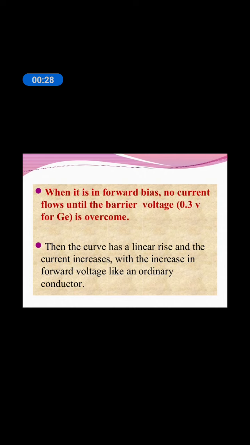When it is in forward bias, no current flows until the barrier voltage is overcome, and the barrier voltage for germanium is 0.3 volt. Then the current has a linear rise, and the current increases with the increase in forward voltage like an ordinary conductor.